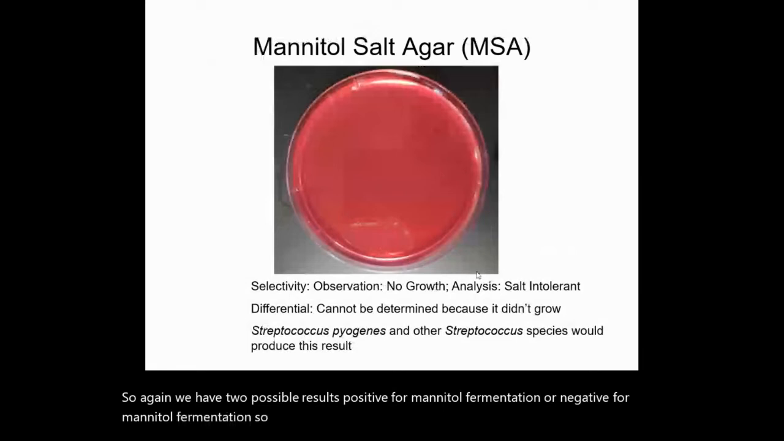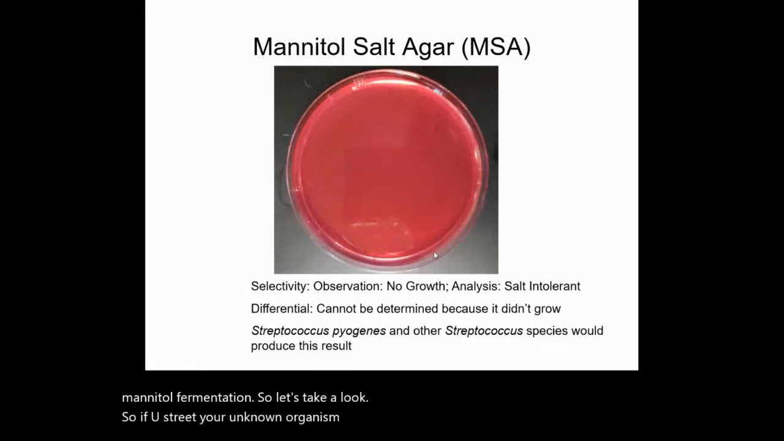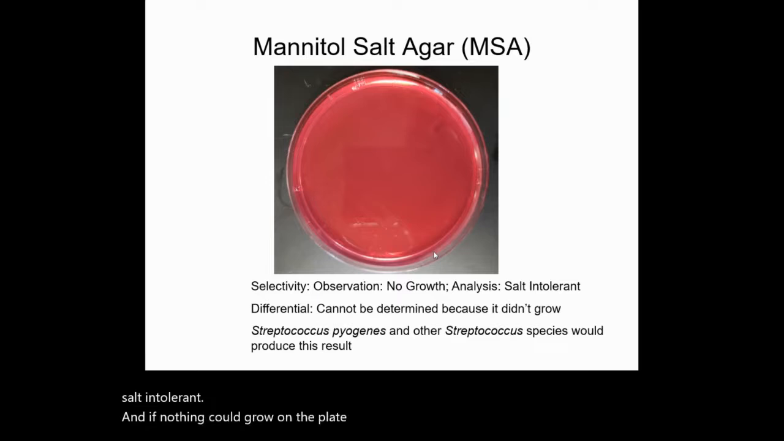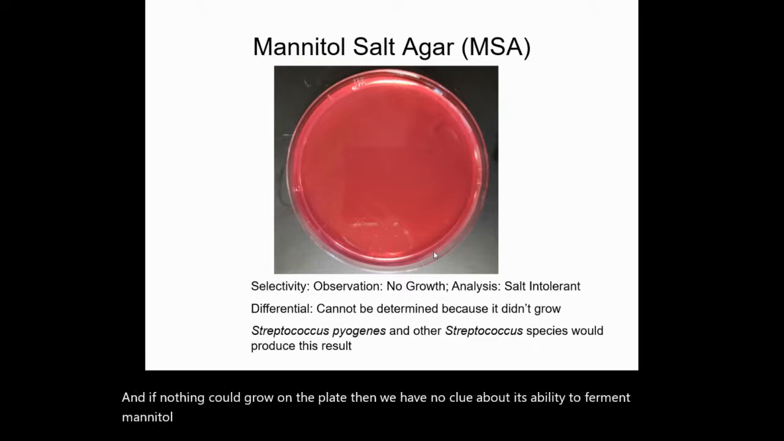So let's take a look. If you streak your unknown organism on an MSA plate and there is no growth, then you know it is salt intolerant. And if nothing could grow on the plate, then we have no clue about its ability to ferment mannitol because it couldn't grow. Nothing is there, okay?